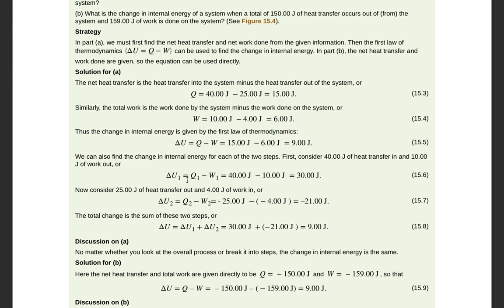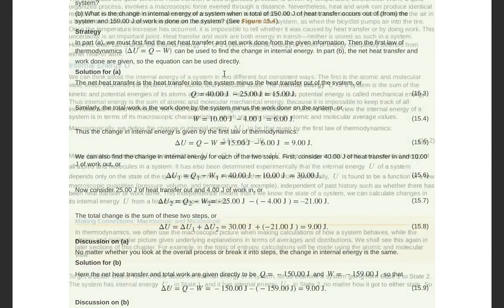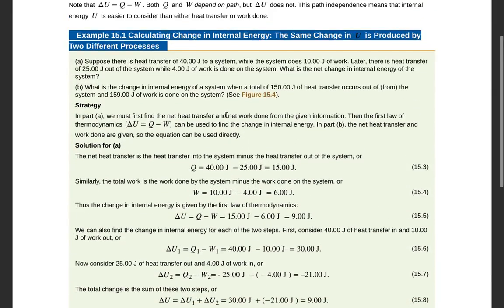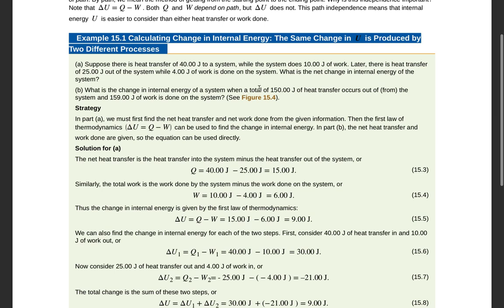So we can also do this with a few extra steps. First, we consider 40 joules transferred and 10 joules of work done. So we can do this all together or piece by piece. This part here was all together. This is piece by piece. For the first part, we have Q1 minus W1. So we do the 40 that was transferred to the system, because that was Q1, minus 10, which was the work done. So that gives us 30 joules.